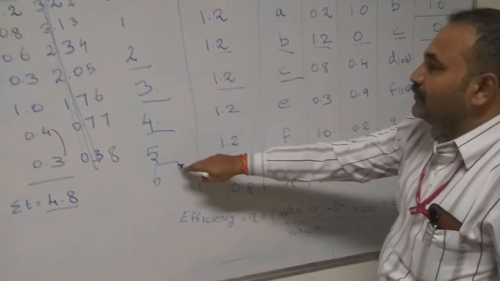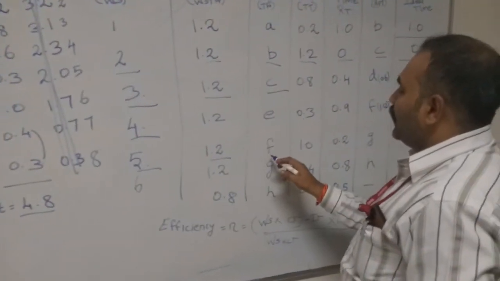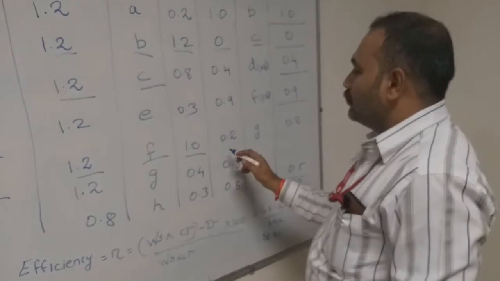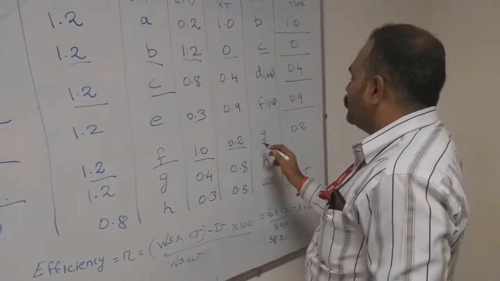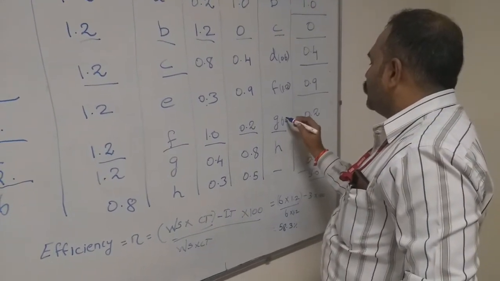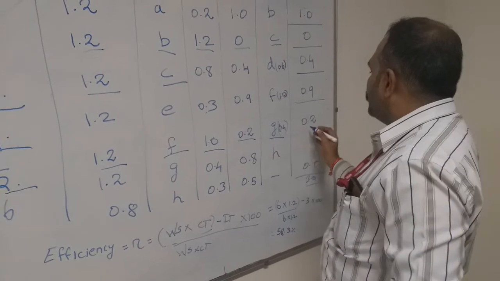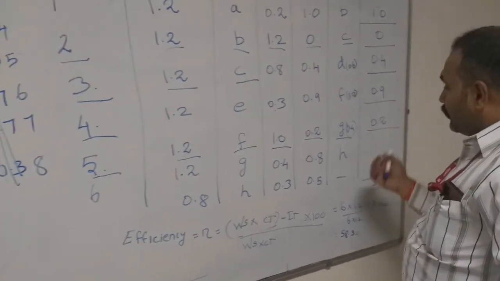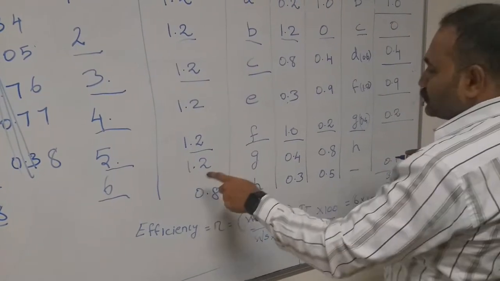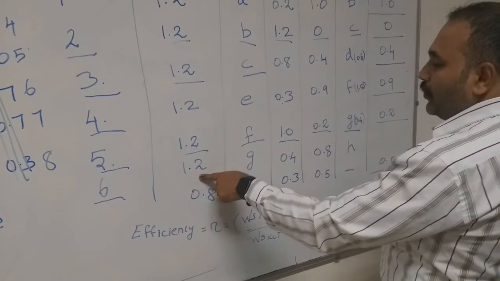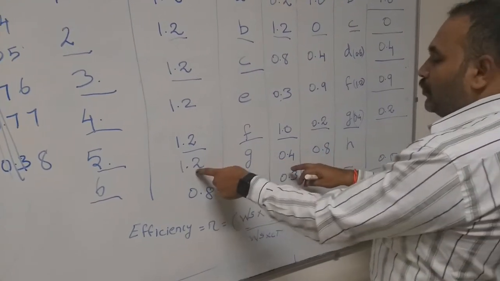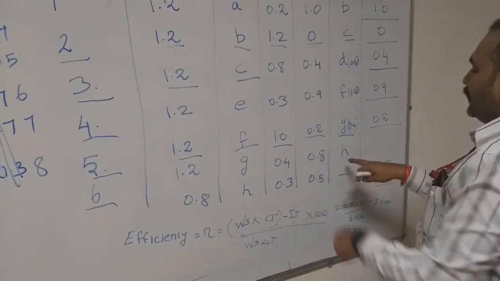Next is the fifth workstation, 1.2, and the next rank will be F. F value is 1.0, and the remaining value is 0.2. The G value we have received is 0.4. G value is 0.4, which is greater than 0.2, so we start the next workstation. It starts with 1.2. Then the G value is 0.4, so 1.2 minus 0.4 is 0.8.